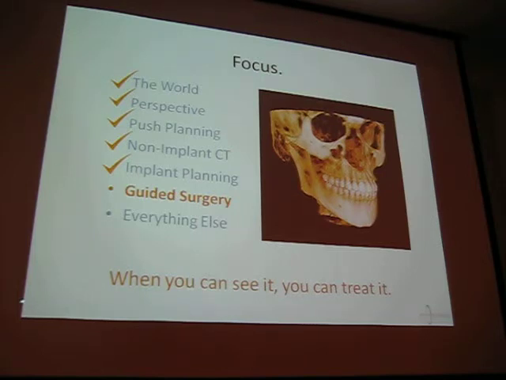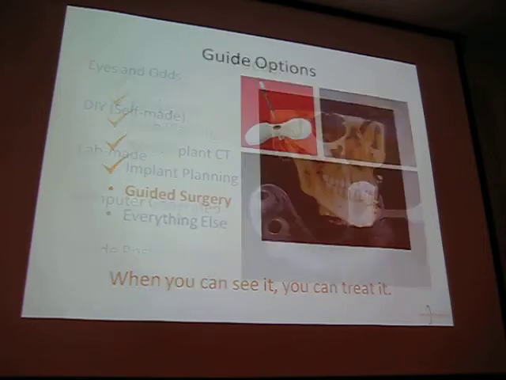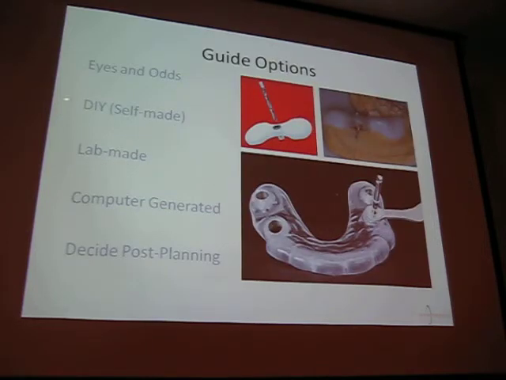Now we're into guided surgery. And I label this guided surgery. It's really guided surgery software. It doesn't have to be guided. There's different ways to do surgery. You can do eyes and odds, which is where you say, hey, I've got 2 eyeballs, I know my odds, it looks pretty good, I'm going to go for it. And that's how 95% of implants are placed in America. Actually, probably even a little bit more. So yeah, 19 out of 20 are placed on eyeballs.